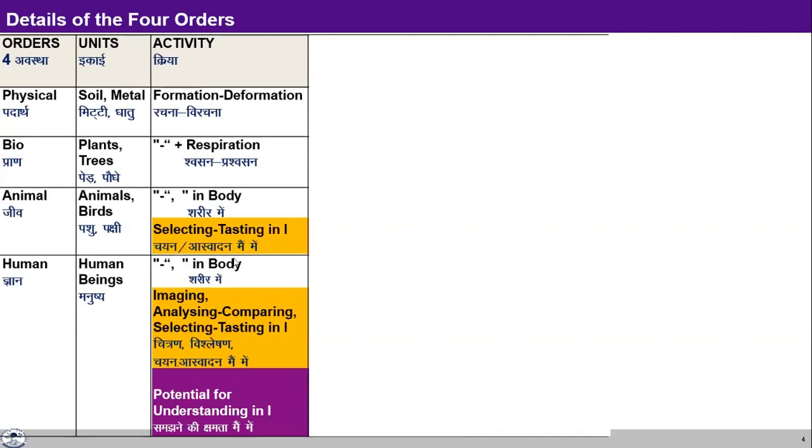Here, there is activity of recognizing and fulfilling, but in addition, there is activity of assuming also. So in selecting and testing, there is assuming, recognizing, and fulfilling. All these three activities are involved. Now, when you look at the human being, when we are imaging, analyzing, comparing, selecting, testing, then there is assuming, recognizing, as well as fulfilling. But the difference in comparison to an animal is that now this assuming is far more developed. So we have our assumptions, which may be much, much broader, wider, deeper, more vast than the assumption that is there in the self of the animal.